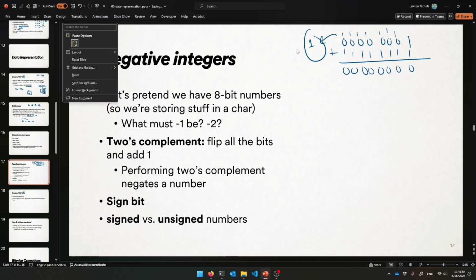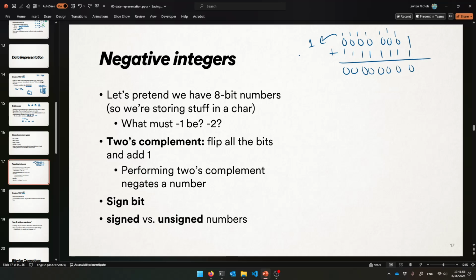It's going nowhere. All right, this is called a carry out. This is a carry out of our most significant bit, MSB for short. And so we have nowhere to put it, so it just vanishes. But the CPU can see it. We have flags for that, for example.